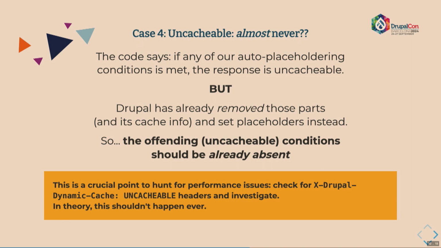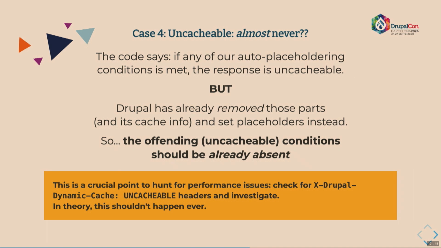How is this possible? Because the code says, if any of the auto placeholdering conditions is met on the page, the response is uncacheable. So for example, if there is a max age of 0 or a context of session or user, your page should be considered uncacheable. But, and this is the power of the placeholders, at this point, Drupal has already removed all of those parts, and they have become placeholders. So they are not present on the page. If you have a max age of 0 on a placeholder, it has removed this information, because this information is now in the attached part of the placeholder. So this is also a point to hunt for performance issues.